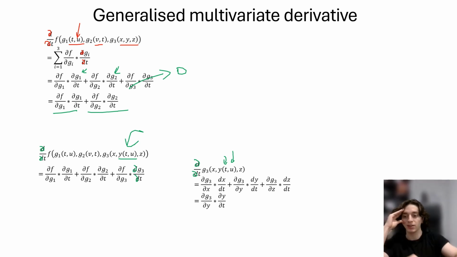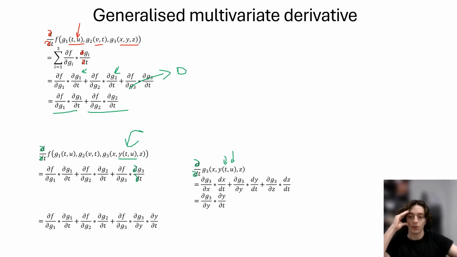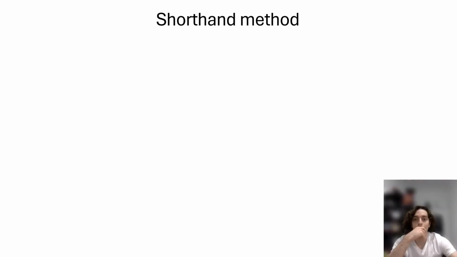We're going to sub that back into this formula, and we're going to get basically these two are exactly the same as the two from above, but this one over here is now going to be this partial f partial g3 times now this one over here, partial g3 partial t, which expands into this one over here.